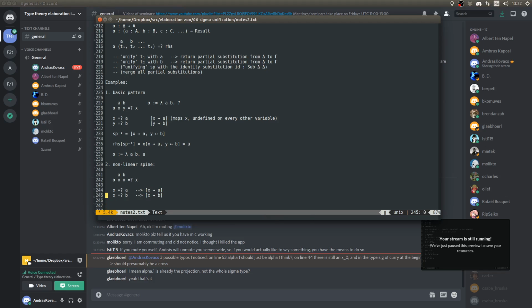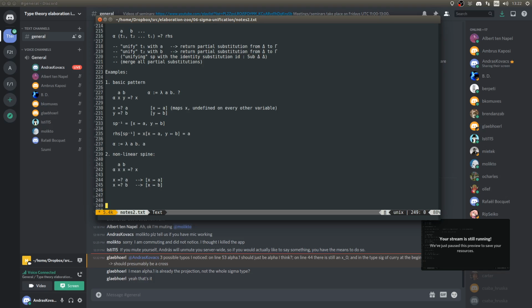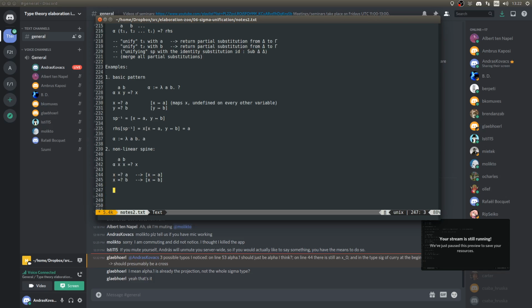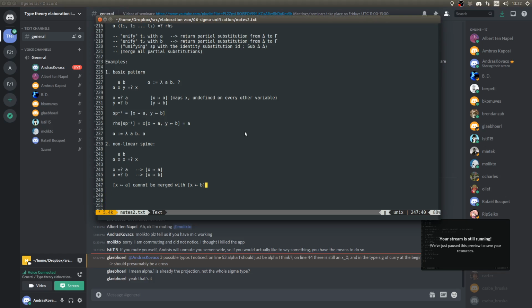So here I have a problem because these two partial substitutions cannot be merged in any natural way. So this cannot be merged with this. And why? Because they are both partial substitutions, but they disagree on the value of x. Whenever I have two partial substitutions that agree, I can merge them.